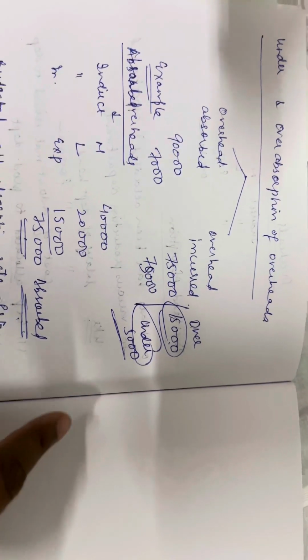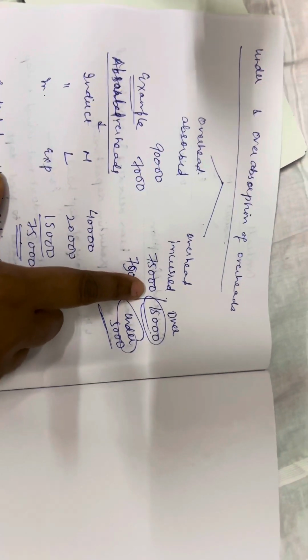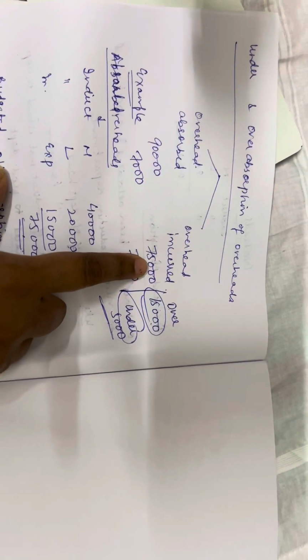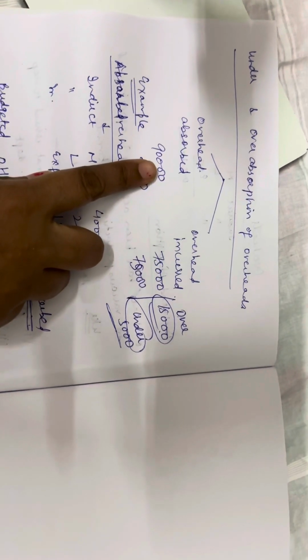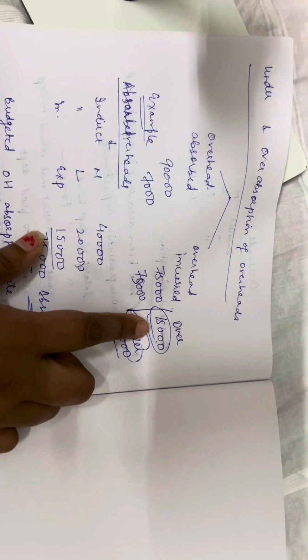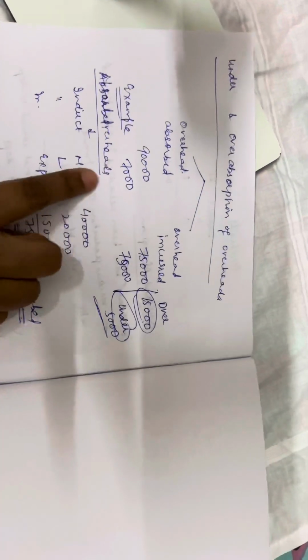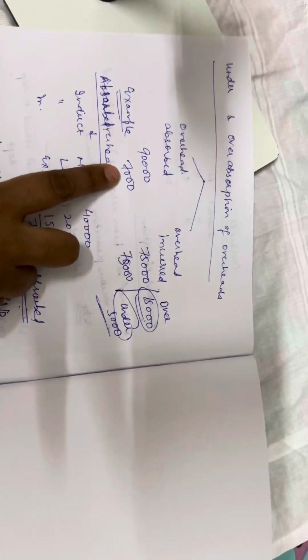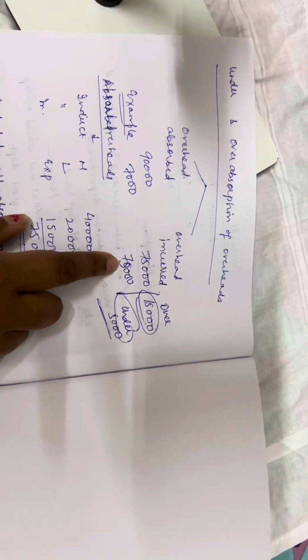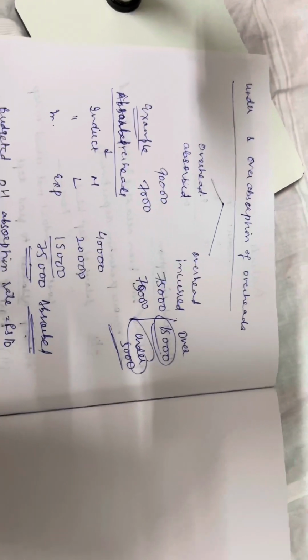So if the overhead absorbed is 90,000 and the expense actually incurred is 75,000, it means we have put more value in our overheads, so 15,000 is over absorbed. And if the absorbed amount is 70,000 and the expenses incurred are 75,000, then 5,000 would be the under absorption. Thank you.